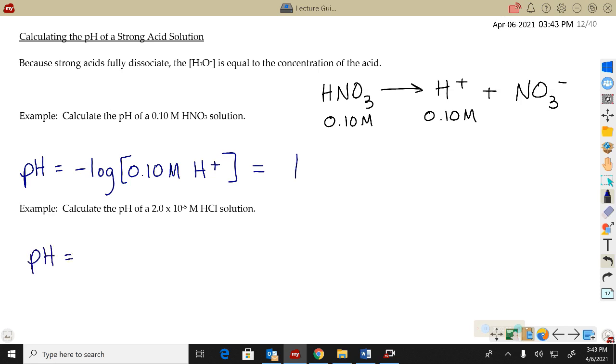pH is opposite log of 2.0 times 10 to the negative fifth. That will be the concentration of the hydrogen ion. Now this one I'm going to plug in my calculator. Opposite log of that 2.0 times 10 to the negative fifth. I'm going to get a pH that's a decimal, but it should be close to 5. So yeah, I'm getting about a pH of 4.7. Done. Easy.